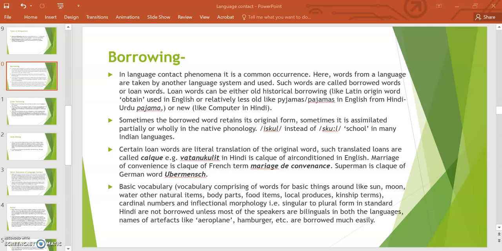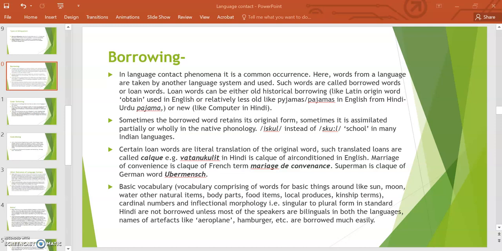Loan words can be either old historical borrowings like Latin origin word obtain used in English, or relatively less old like pajamas in English from Hindi Urdu pajama, which came from Persian to Hindi Urdu, by the way, or a new word like computer in Hindi from English.